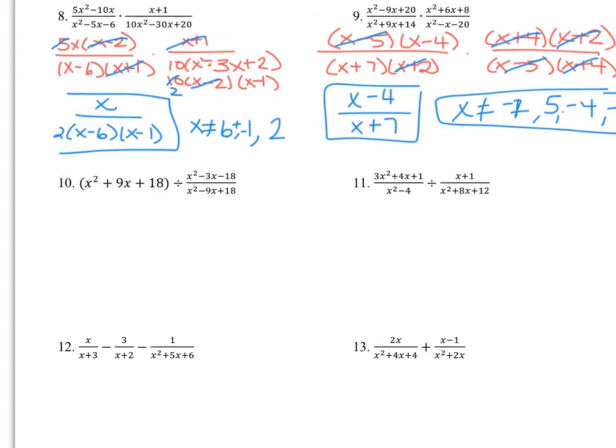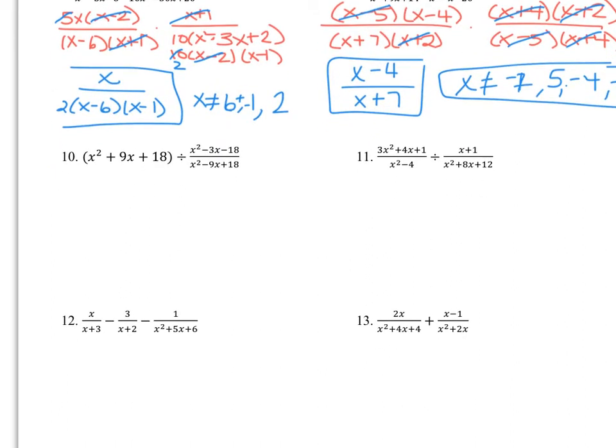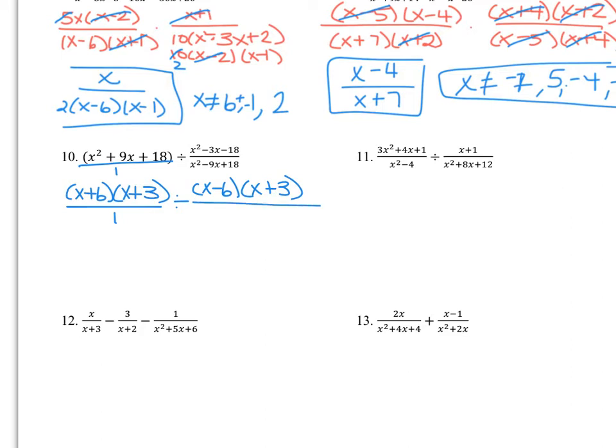Let's go ahead and look at number 10. So I'm going to put this over 1. So now I'm going to factor x plus 6 and x plus 3 all over 1, divided by x minus 6 and x plus 3 to get negative 3 and negative 18. And then I have x minus 6 and x minus 3.